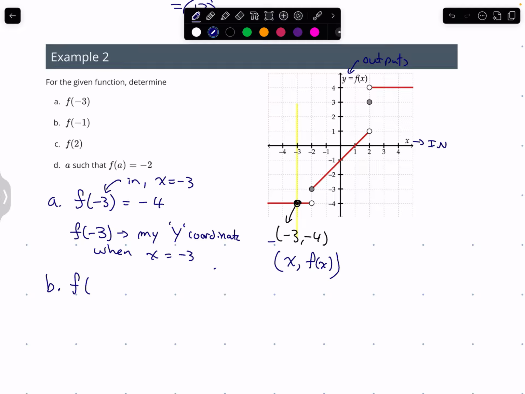Next, I'm going to input a value of -1 into my function. Remember, this means my x value is -1. I want to see where it got plotted. What's the corresponding y value? I go over to my graph.